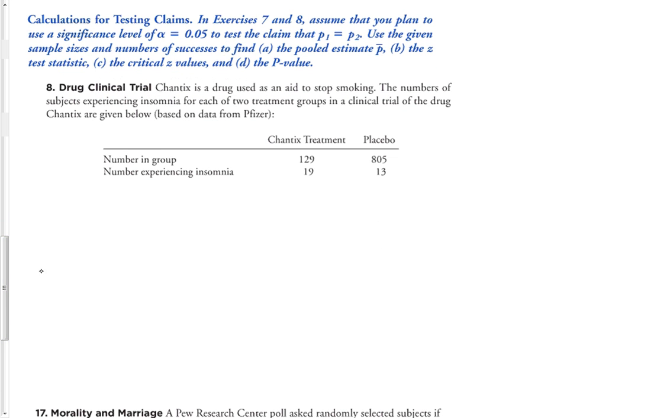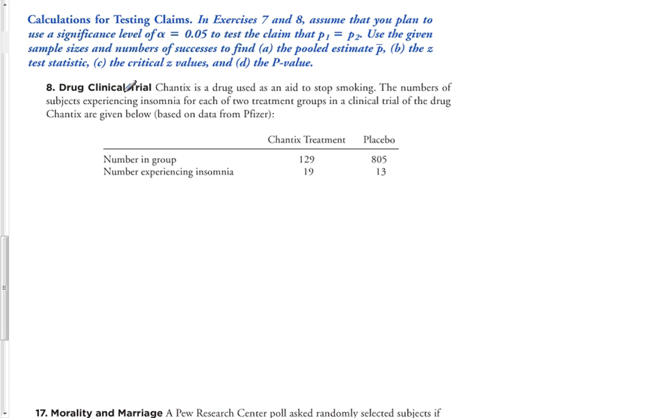this example 8. It says, in exercise 7 and 8, assume that you plan to use a significance level of 0.05, alpha is equal to 0.05 here, to test the claim that P1 is equal to P2. Use the given sample size and number of successes to find A, the pooled estimate, B, the z-test statistic, C, the critical values, and D, the p-value. All right, we're going to go through, we're going to find all of those things.